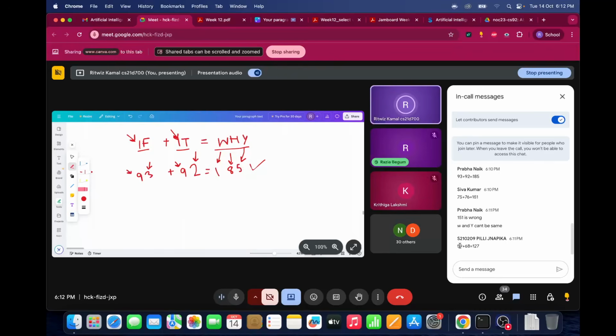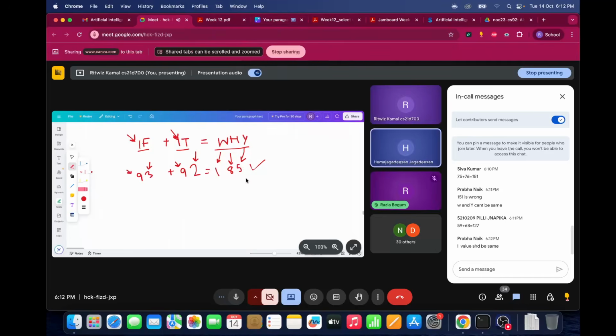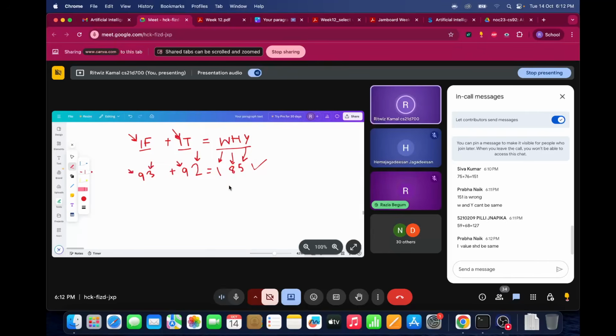Okay, we have another solution. 59 plus 68 equals 127. Let's check that. Sorry, 59 plus 68 is 127. That is correct. That is not correct, right? Y means I should be same, right? Oh yes, correct. So although the sum is correct, we cannot assign 59 and 68 because the starting digit is different. Thanks for pointing that out. Yeah, exactly. I value should be same. So we still haven't found any other solution.